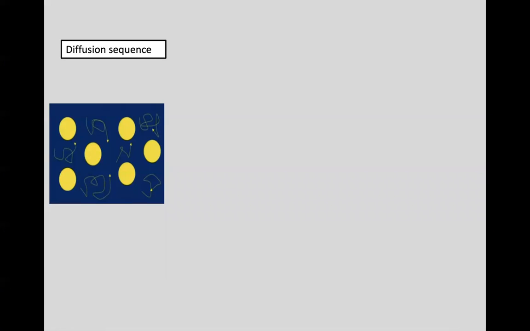Now, I want to tell you something about, so I told you about T2, T1, and how they visualize the normal and abnormal process in myelination. Now, the diffusion sequence visualizes the water, the movement of the water between the cells. So these are cells, yellow, and then this is the Brownian movement of the water molecule.